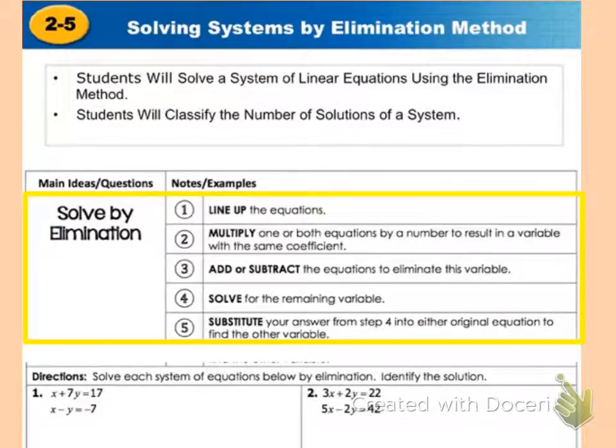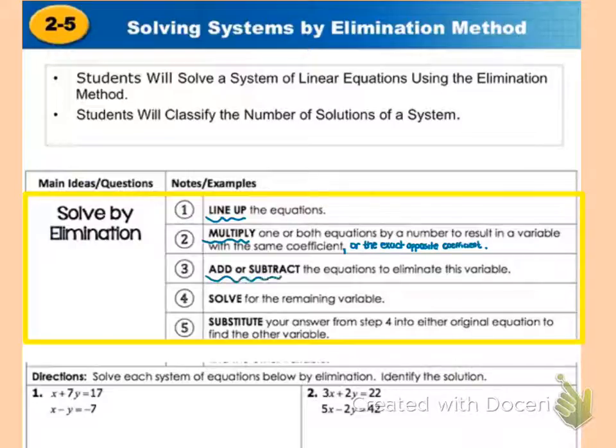They are, number 1, line up the equations. And what we mean by that is line up the x's over the x's, the y's over the y's, and the constant terms together on the opposite side. And the next step would be to multiply one or both of the equations by a number to result in a variable with the same coefficient, or I might amend this to say, or the exact opposite.